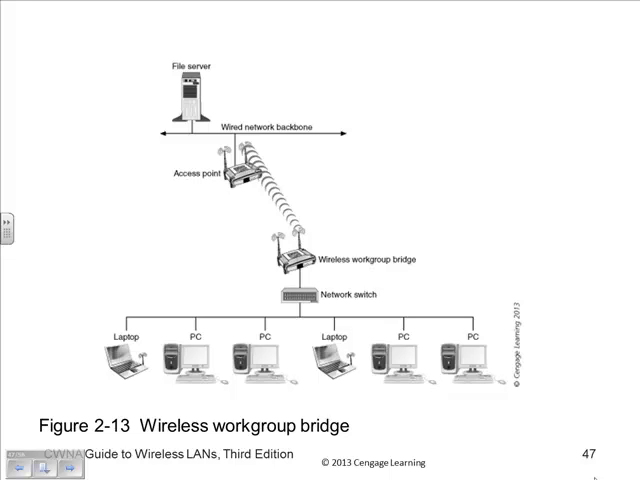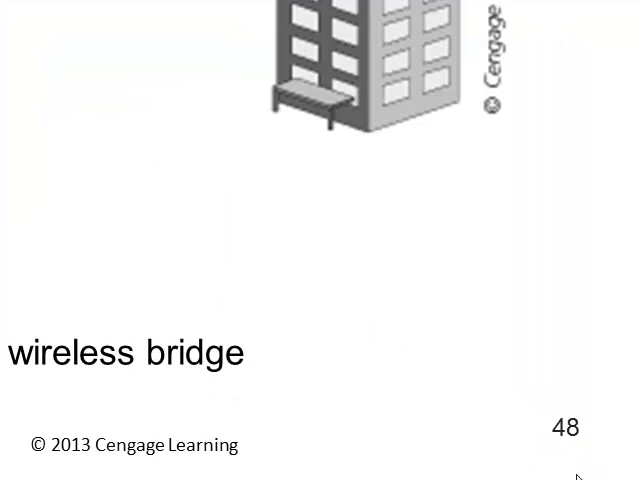Better picture here, wireless workgroup bridge: access point to the wired network connects, again, two wired networks. We're going to have a very big one up here, just the file server, but it connects two wired networks using wireless devices.